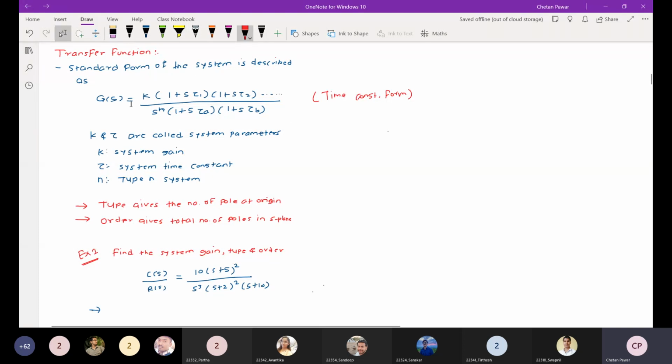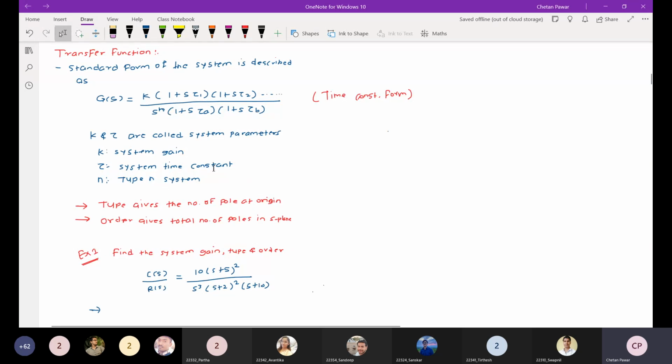Okay, so here you can see G(s) is equal to K into (1 + sτ1) into (1 + sτ2) upon s raised to n into (1 + sτa) into (1 + sτb), right? In this equation, K and τ are called the system parameters, where K is the system gain and τ is the system time constant. And n shows that it is a type n system.